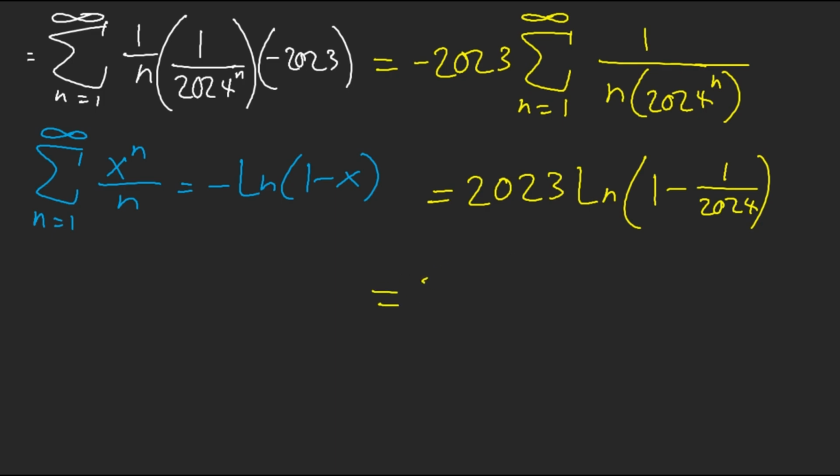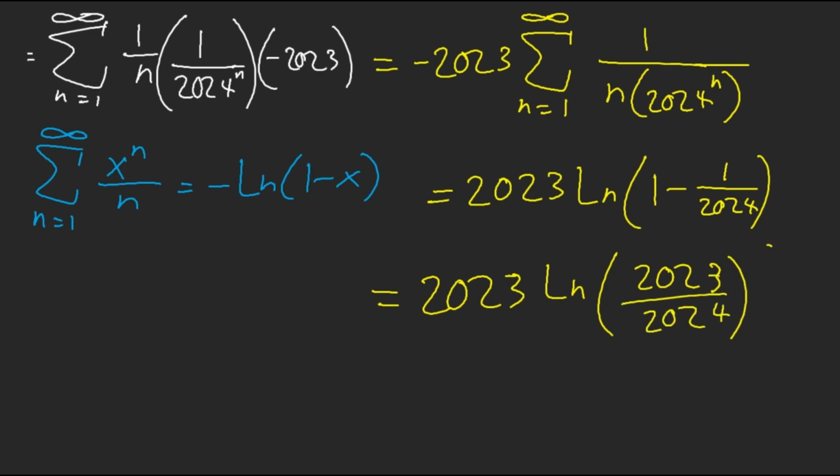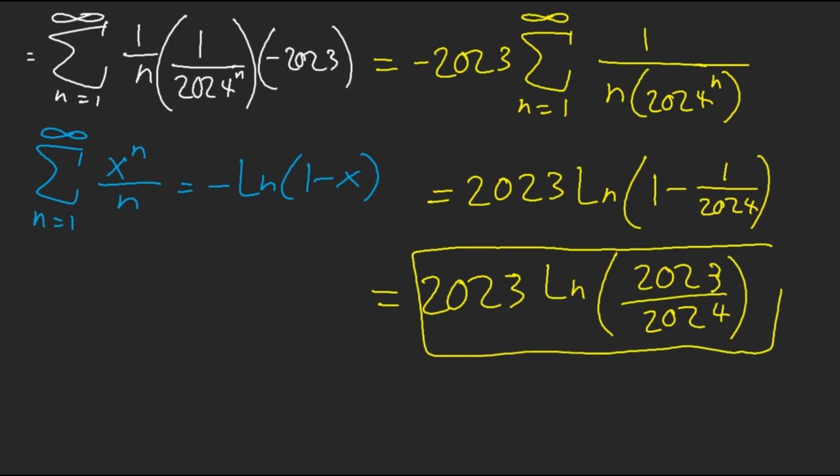So our answer is 2023 times the ln of 2023 over 2024. Okay? And there you go. Right? You don't have to pause and hesitate, worry about something. Just manually sum it. Okay? Constructively sum this integral. Alright, let's do another example.